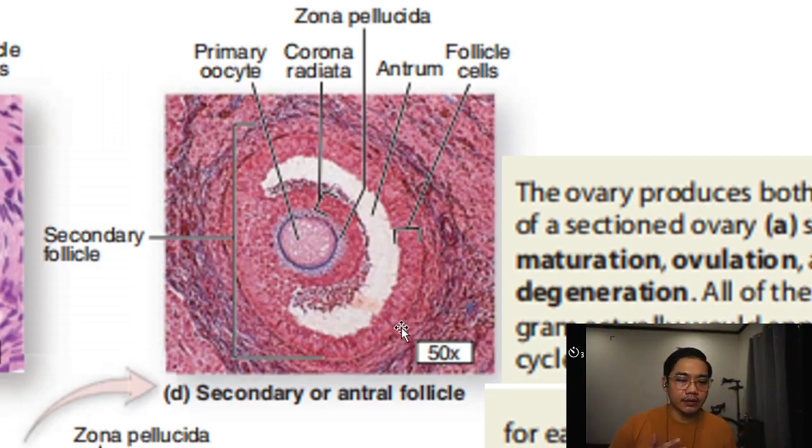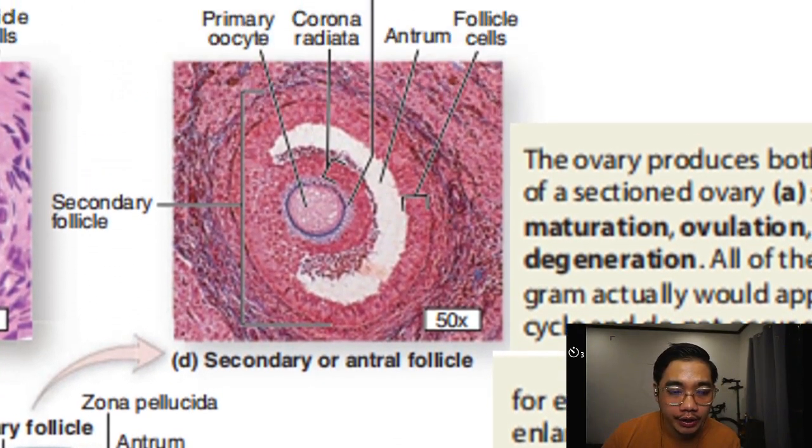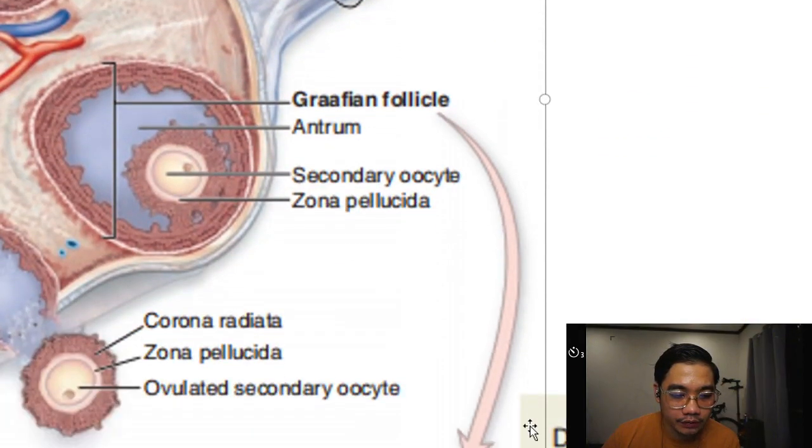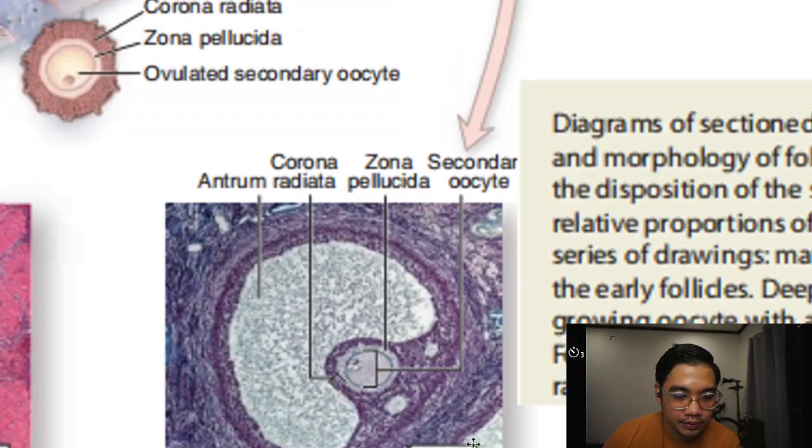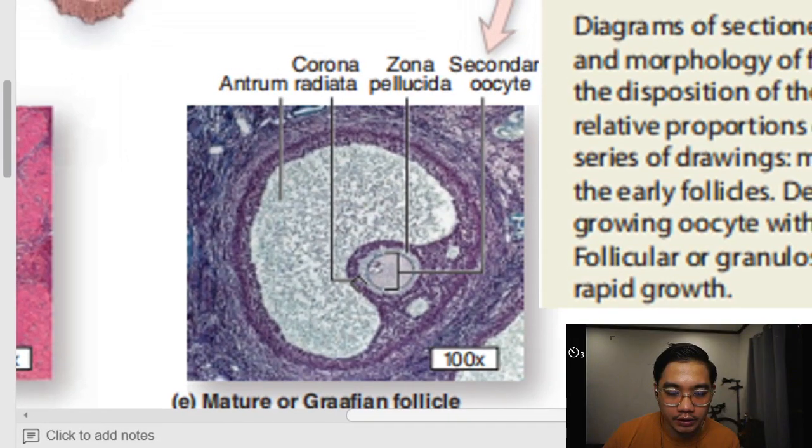So from the secondary follicle, during menstruation, during further development, one will be picked. One follicle will be picked to become the dominant follicle, no, this happens at the same time. And that dominant follicle will now be called your Graafian follicle, no? It's over here. The Graafian follicle, no?